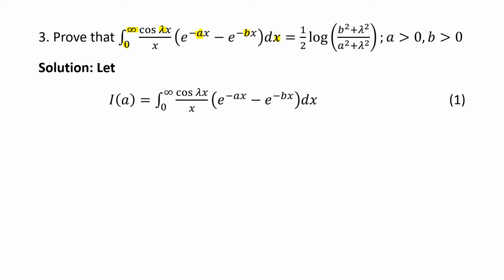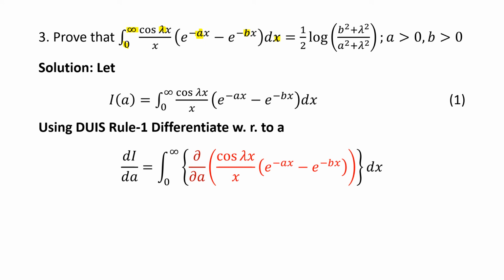So let this integral be equal to I of a. So I of a is equal to the integral from 0 to infinity of cos lambda x upon x, into bracket e raised to minus ax minus e raised to minus bx, whole dx. When we differentiate it with respect to a, dI by da is equal to, the ordinary derivative d by da goes inside the integral and converts into del by del a. So here it will be the integral from 0 to infinity of del by del a of this whole function, whole dx.